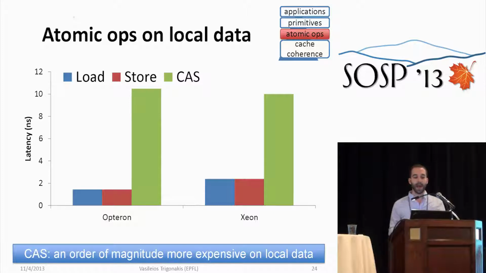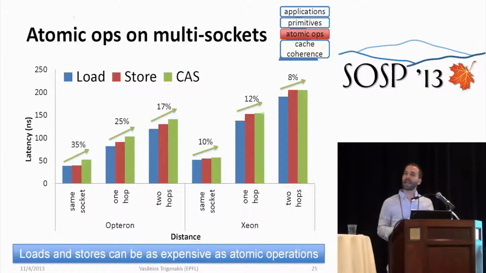However, if the data are not locally cached, and we actually need to fetch the data from a remote cache, so a remote core, in order to complete the operation, then we observe that a load and a store again have a similar behavior. But even more interestingly, a compare-and-swap has also very similar latencies to loads and stores. And in numbers, on the Opteron, a compare-and-swap is up to 35% more expensive than a load, while on the Xeon it is up to 12% more expensive.